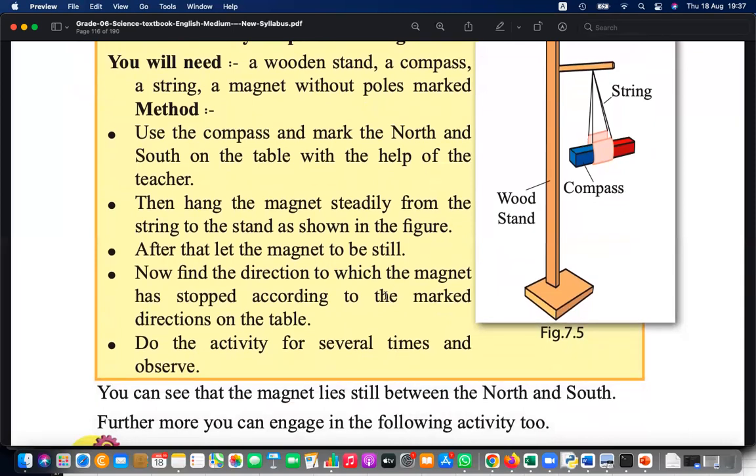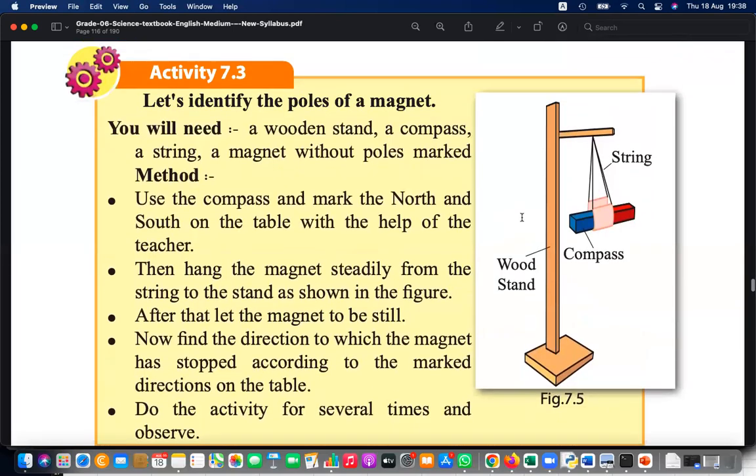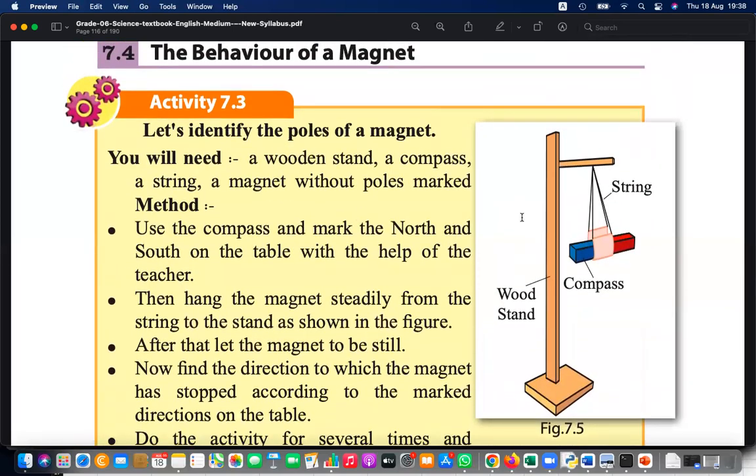So on the earth there is a north side and a south side. You can just use a compass to find the sides. A compass is there in your mobile phone too, if you are using a smartphone. Anyway, you have to keep it steady until it is still, and then you can see it directing towards the south and north poles. That is how we identify the north pole and south pole.